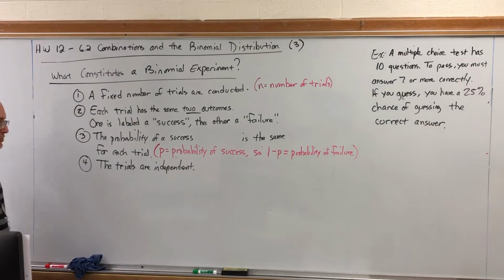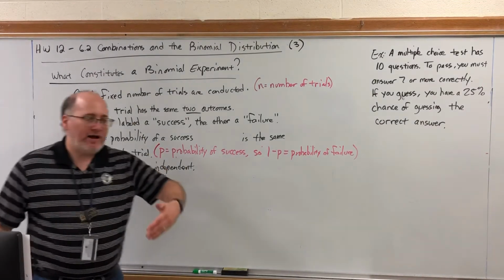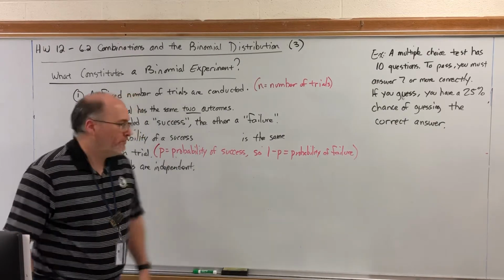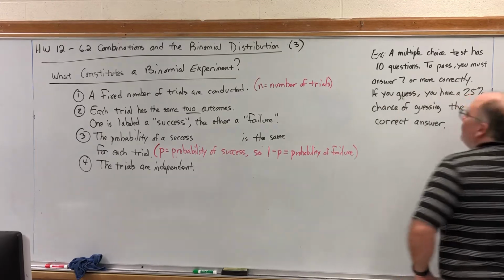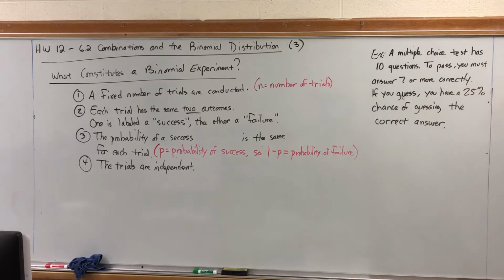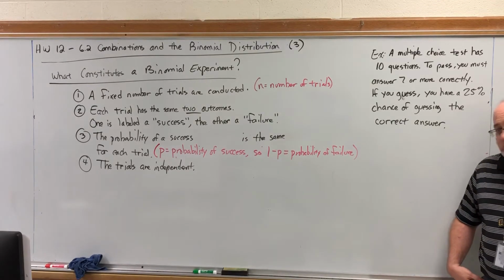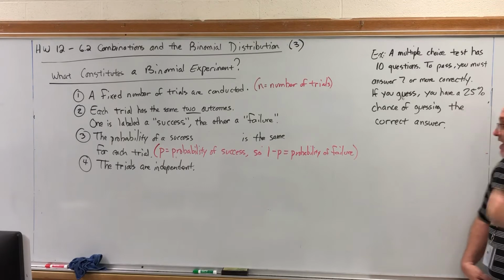And number four, the trials are independent, meaning the outcome of one trial does not affect the outcome of the next trial. So here's an example of a binomial experiment. Let's say you're taking a multiple choice test and it has 10 questions. So 10 would be the number of trials, n equals 10. To pass, you must answer 7 or more correctly. If you guess, you have a 25% chance of guessing the correct answer, meaning that there are 4 answer choices for each question, one of which is correct. So this would be an example of a binomial experiment.